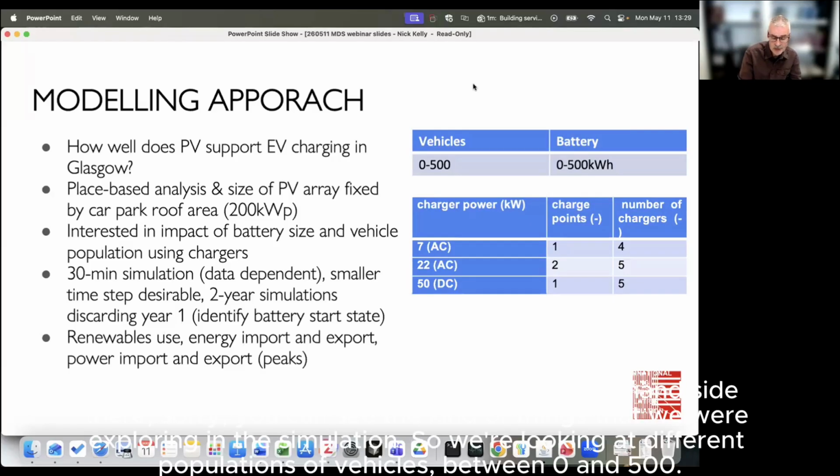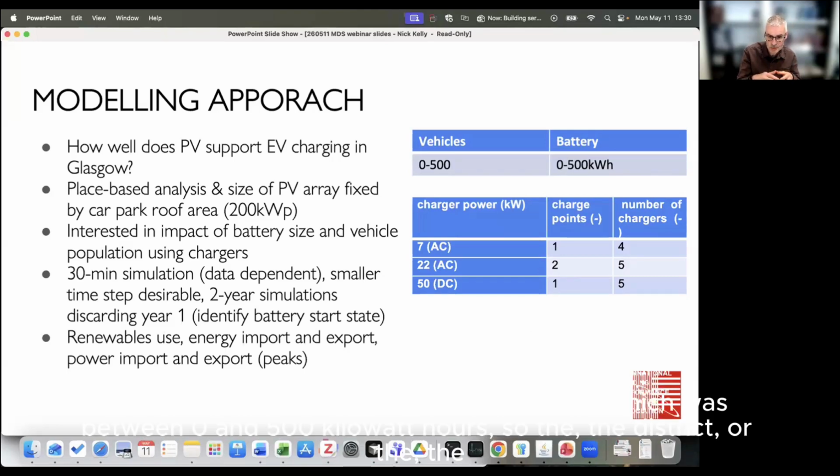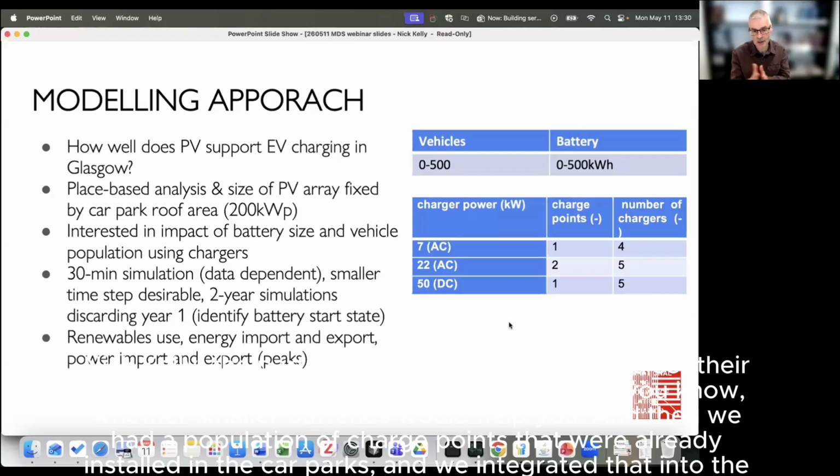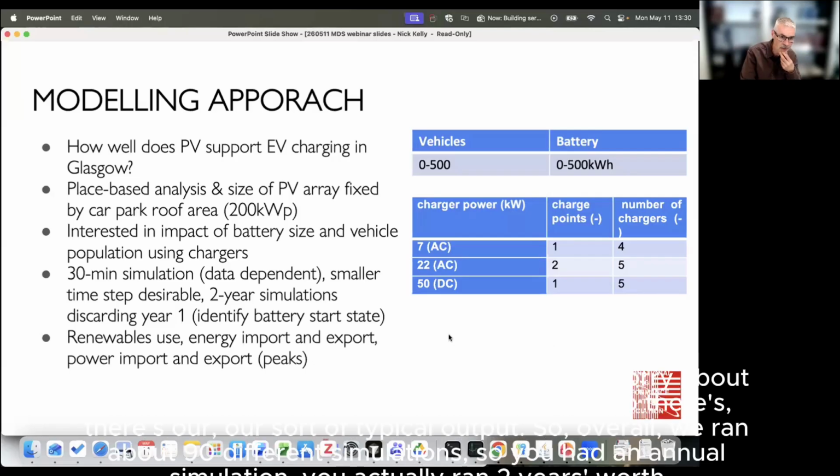On the left-hand side, or the right-hand side there, sorry, you can see the kind of things that we were exploring in the simulation. So we're looking at different populations of vehicles between 0 and 500, looking at the battery size, which was between 0 and 500 kilowatt hours. So the participants in the project, they'd set their heart on a 500 kilowatt hour battery. So we looked at whether smaller batteries would help you, and then we had a population of charge points that were already installed in the car park, so we integrated that into the model. Okay, so the next slide.